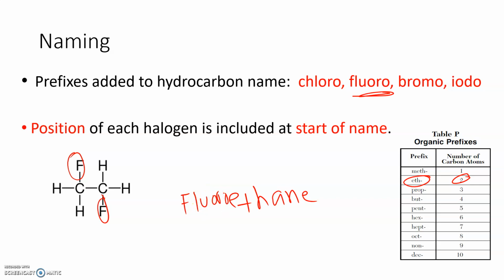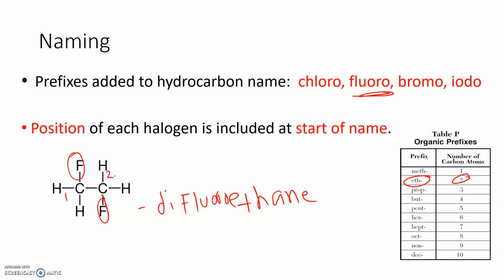But I have 2 fluorines, so I tell people that by using the prefix di. So far I have difluoro, 2 fluorines, ethane on a 2-carbon chain. I'm not quite done yet. In addition to this, I'm actually going to have to tell people where these fluorines are. In this case, they're on carbon 1 and carbon 2.